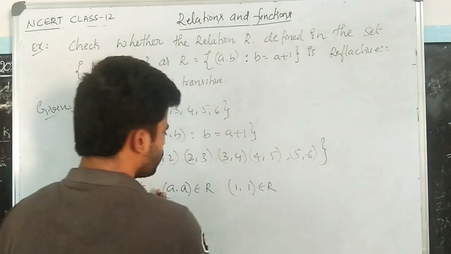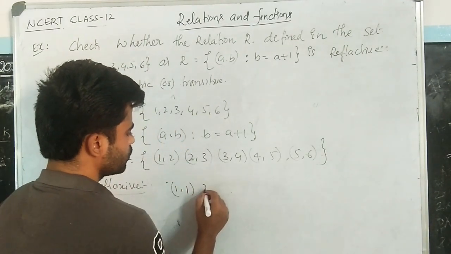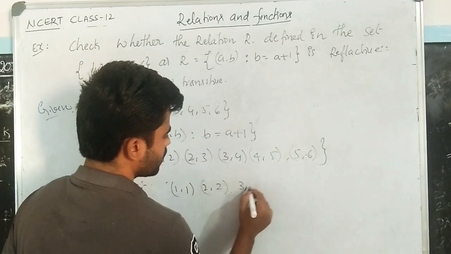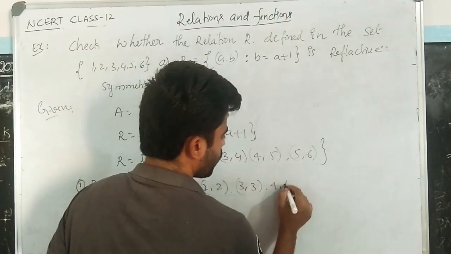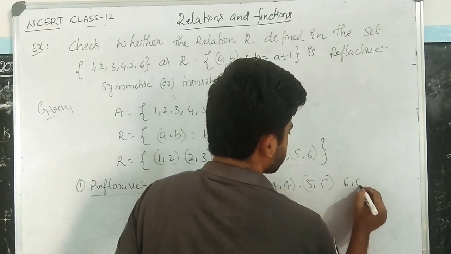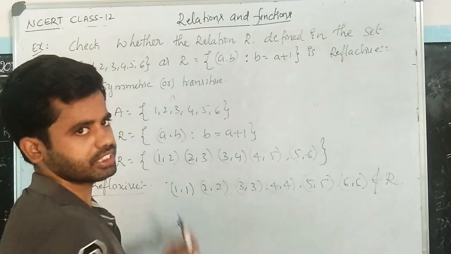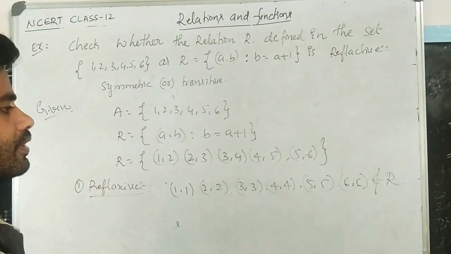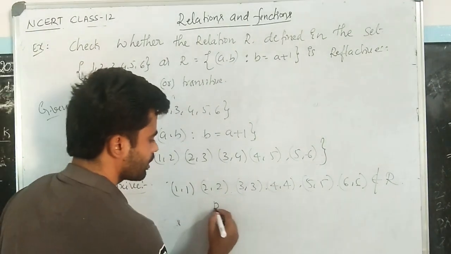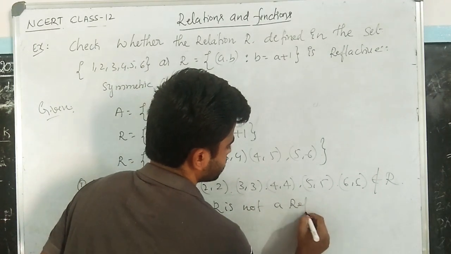Okay. Now we can give the total conclusion. What can we say? (1, 1), (2, 2), (3, 3), (4, 4), (5, 5), (6, 6): none of these ordered pairs is in R. Any one also is not there. So R is not reflexive.